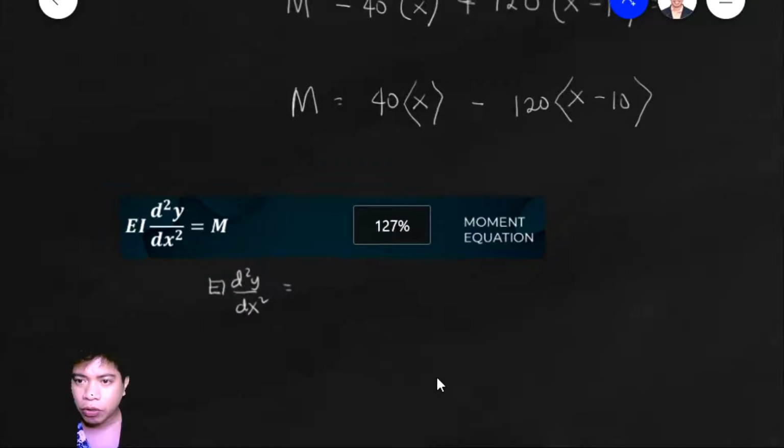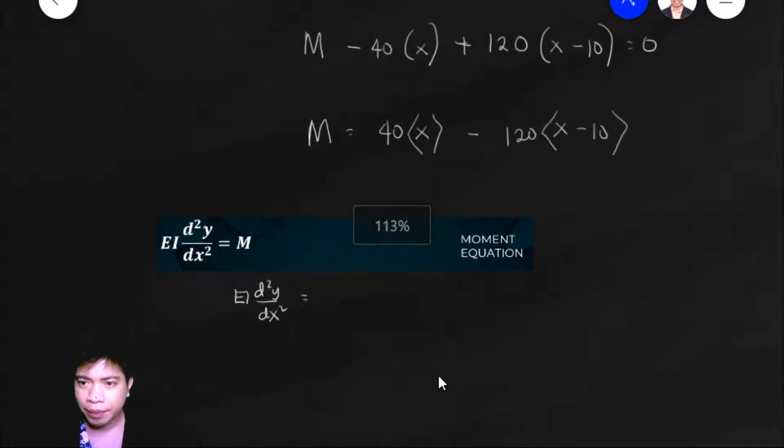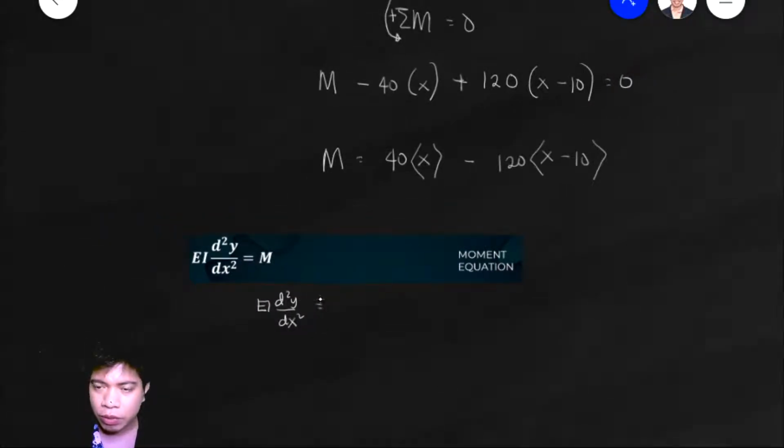Ayun. So bali, ilalagay lang natin. Okay? So this will be 40, then x, minus 120, then x minus 10. Okay, so this is our moment equation.